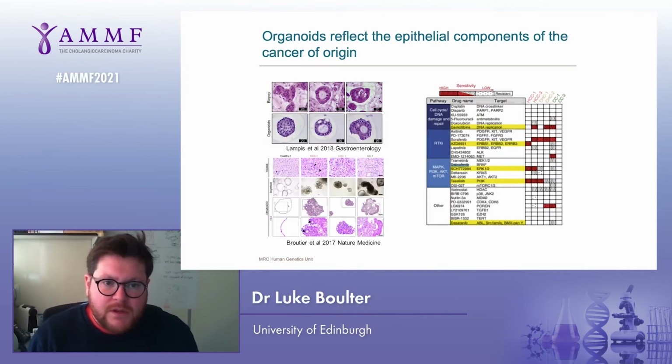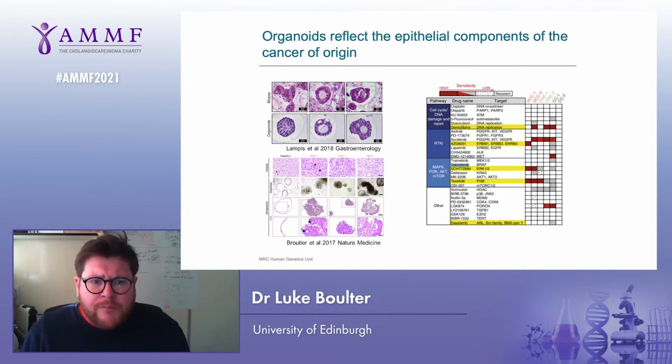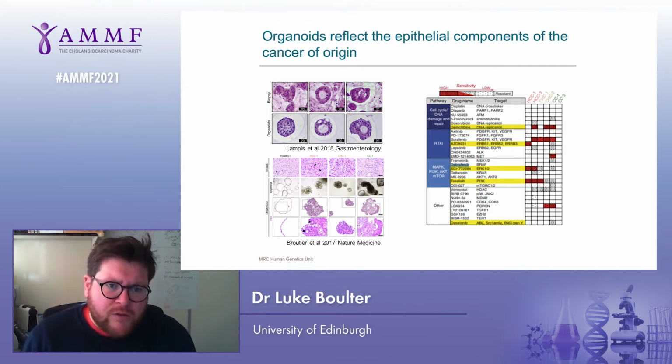And this is a lovely example here. So in the top panels from this Lampis et al. paper, you can see the biopsy that was used to generate these organoids. And in the lower panels from that same paper, you can see what the epithelium of the organoid looks like. So actually, these things do recapitulate very nicely the kind of cell of origin, I suppose.